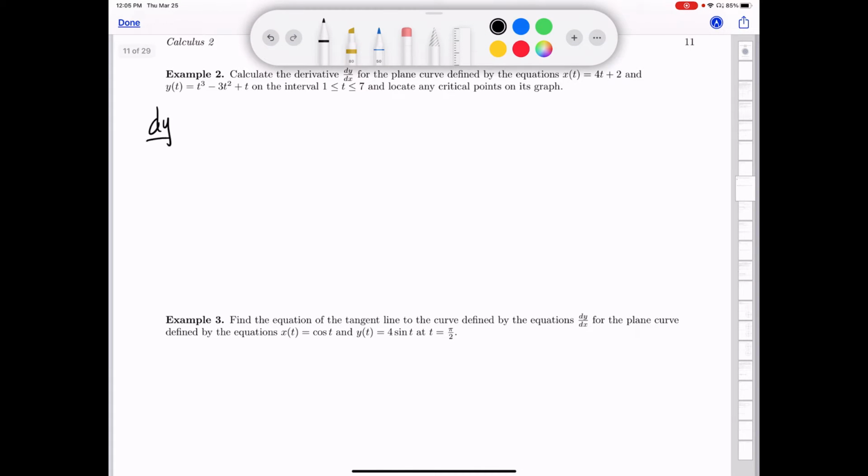So remember, we have dy dx, and we're going to use our formula here, y prime of t over x prime of t. So that's the derivative of our function, and we see that y prime of t is the derivative of t cubed minus 3t squared plus t, which is 3t squared minus 6t plus 1. And that's over the derivative of x of t, and x of t is 4t plus 2, so its derivative is 4.